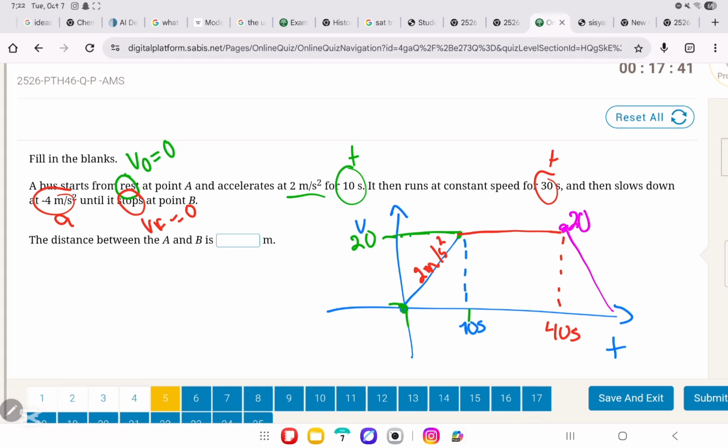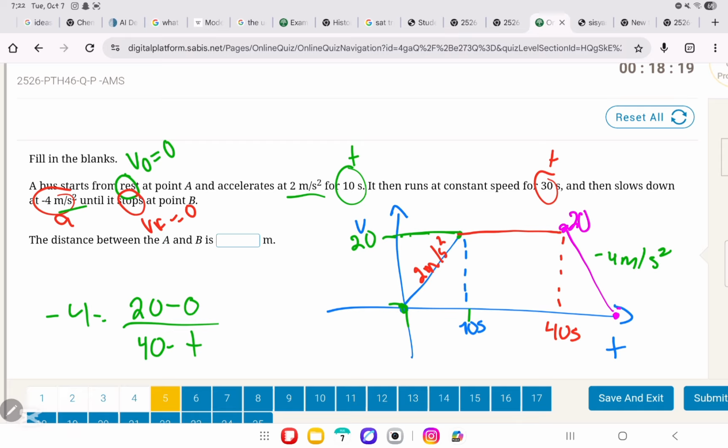And it went all the way down to what? To 0, and we need to find the final time. So how do we find that? Very simply, again, you need to use the slope. You have the acceleration here, which is minus 4 meters per second squared. It is equal to what? It's equal to y minus y, that means 20 minus 0 over x minus x, 40 minus the final time, which I'm going to put as t.